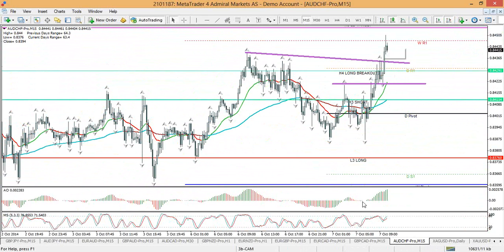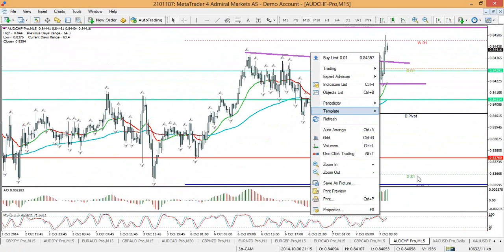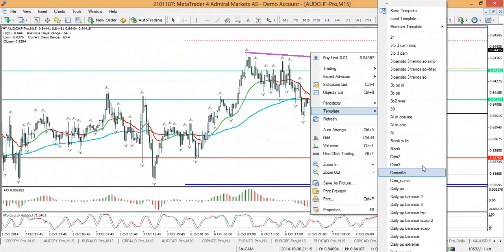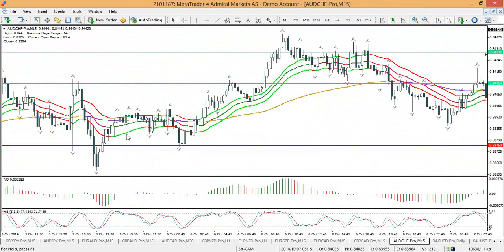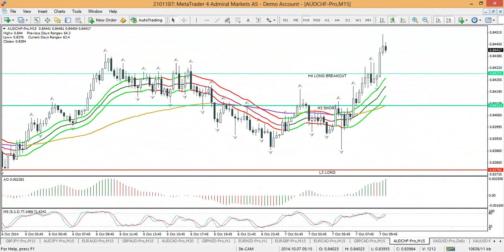It depends. Let me put the usual template on. But yeah, it's something in the past, so it's maybe not that important. But you can see, I think that considering the fact that price is above H3, this breakout makes sense. It's this trend line break.